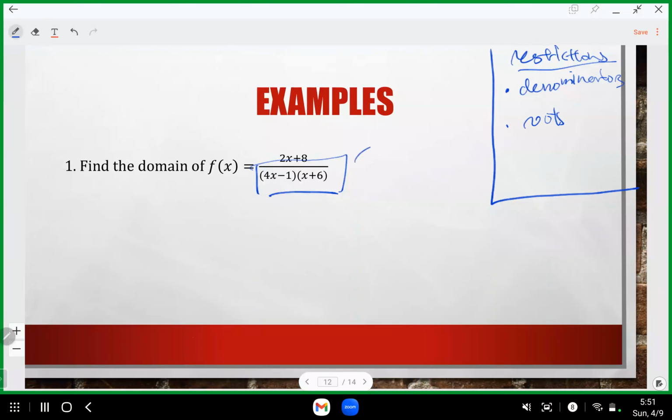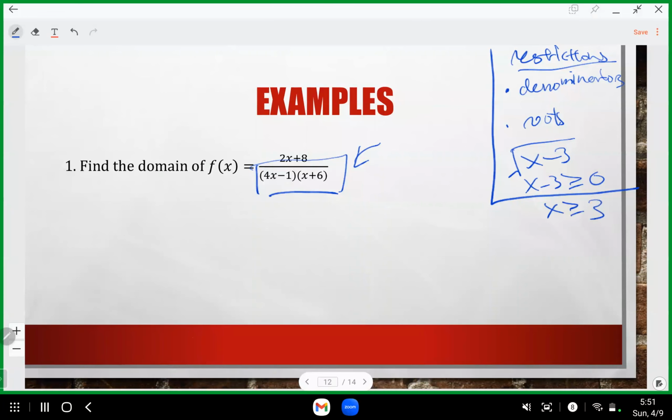This one is a denominator. So what's the restriction on a denominator? It just cannot be equal to 0. What about roots? Talking about square roots, for example, the square root of x minus 3. X minus 3 must be greater than or equal to 0. Otherwise, you'd be taking the square root of a negative number, and you can't do that. So that is the restriction. Therefore, x has to be greater than or equal to 3.